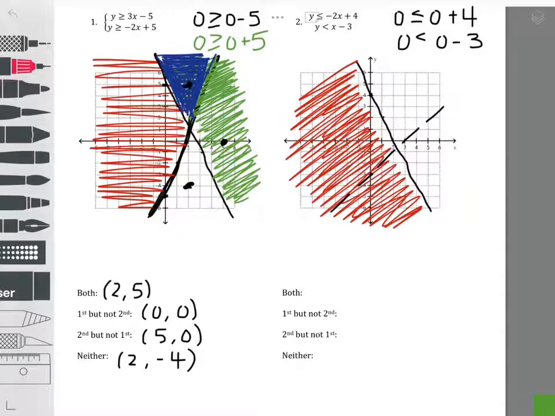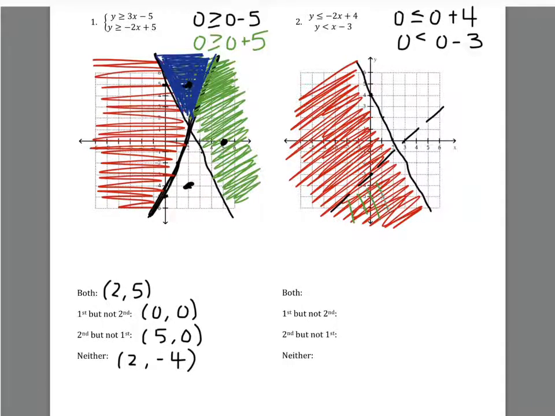I should shade the region that does not have 0, 0 in it. Do you see that? 0, 0 is above the line, so I'm shading below the line.